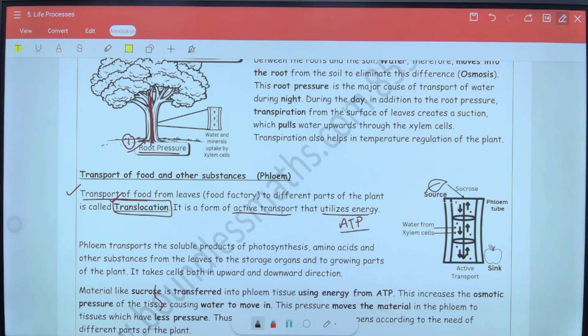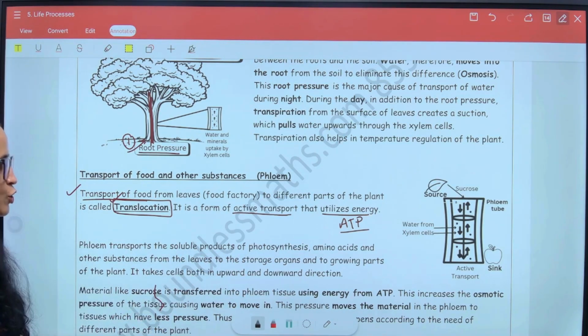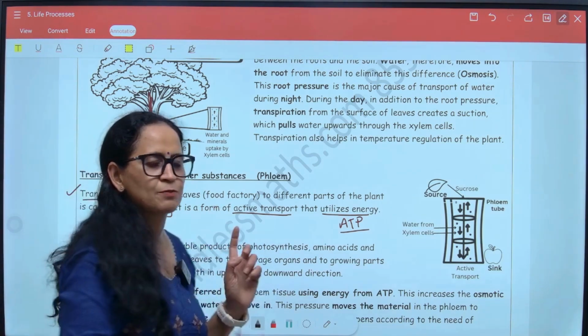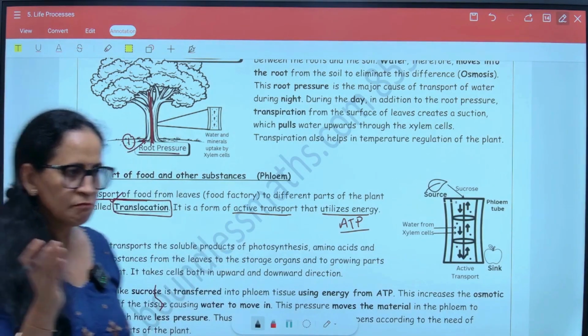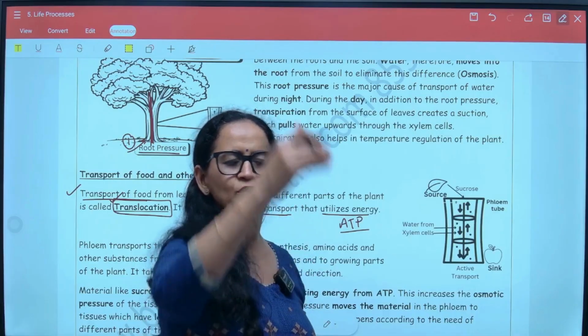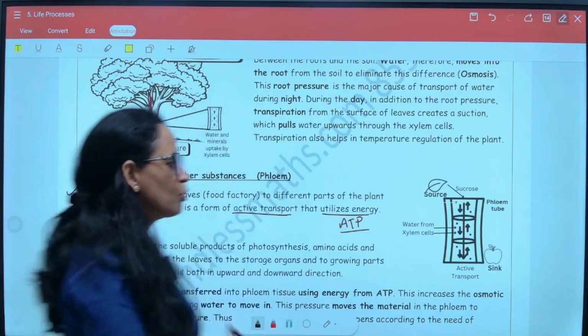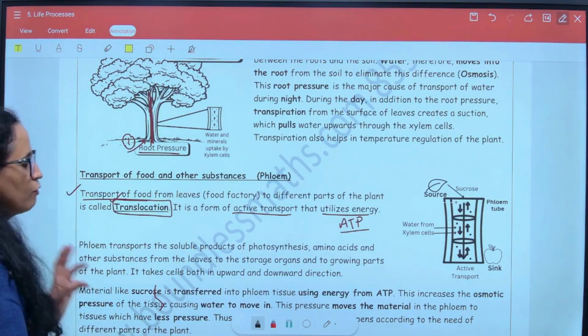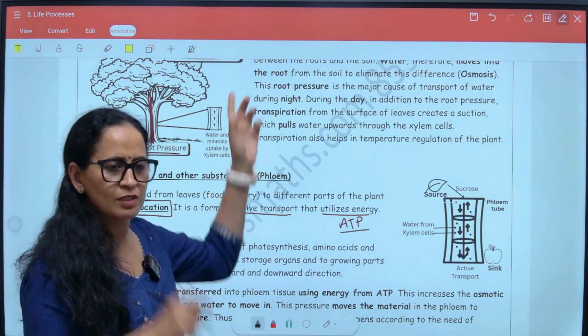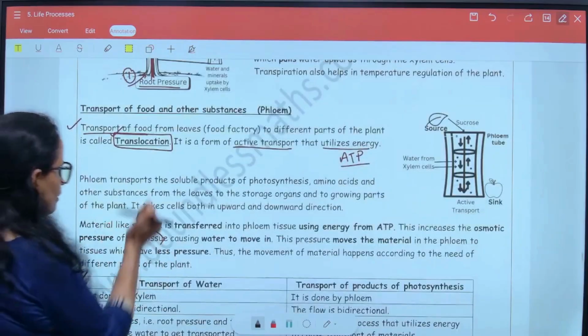leaf. Now the phloem transports the soluble products of photosynthesis, amino acids and other substances from the leaves to the storage parts or other growing parts of the plant. So this transportation takes place in both the directions. It's quite possible that the leaves in the lower part of the plant are also preparing food, but it is being stored higher up in the tree, in the fruit, or maybe in the flower. So the transportation of food is a two-way process, whereas transportation of water was a one-way process from roots to top.